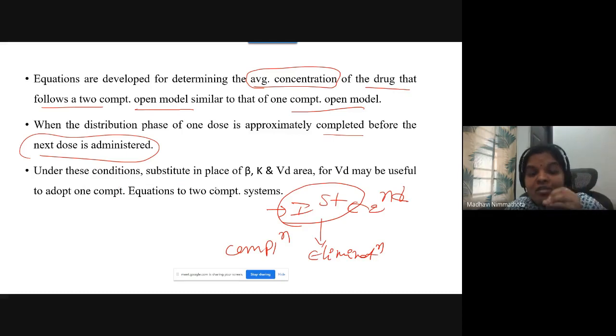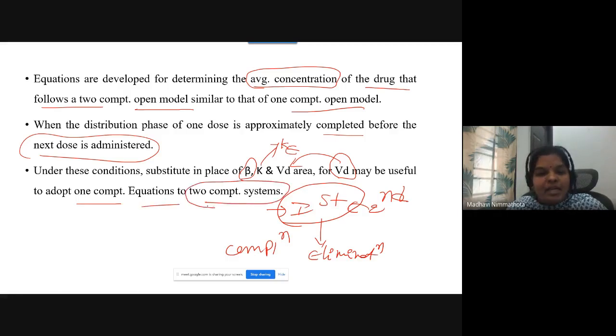Under these conditions, you can substitute, in place of beta, K. K is nothing but your KE, the elimination rate constant. And in case of volume of distribution, you can substitute the volume of distribution area. So these two parameter substitutions may be useful to adapt your one compartmental equations to the two compartmental systems.